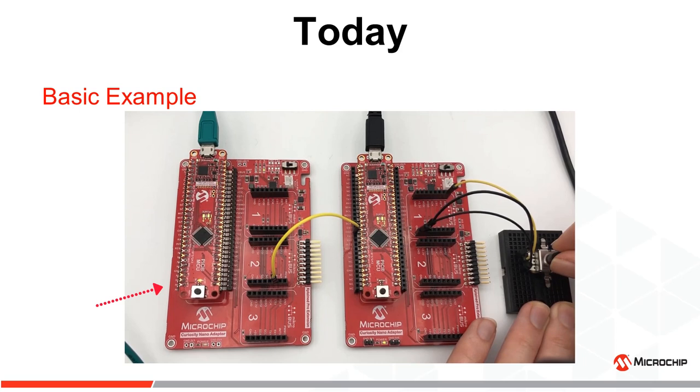Okay, so what we are going to do today is vary the brightness of this LED based on the position of this potentiometer with a couple of Curiosity Nano development boards with the PIC18F57Q43 MCU.